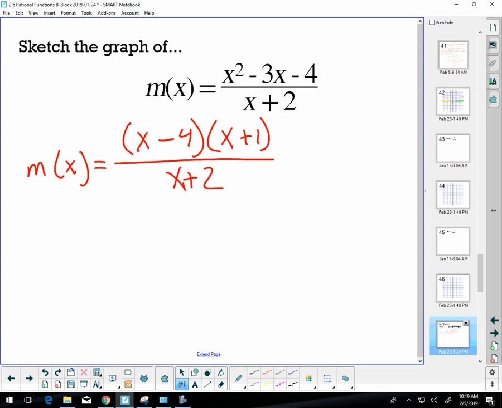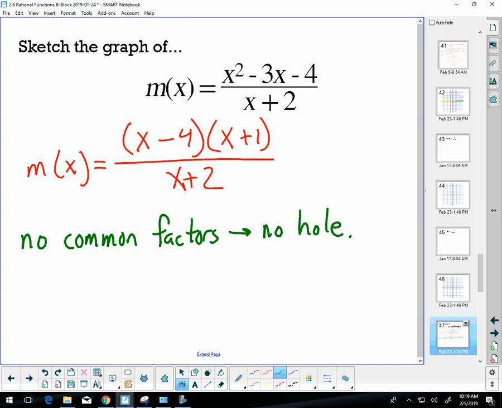So the conclusion we can make from here is that there are no common factors to the numerator and denominator. Therefore, the graph will have no holes. From here, we can move on to other important characteristics. We can look at the vertical asymptotes. The vertical asymptotes will occur at the zeros of the denominator. So we want to see where x plus 2 equals 0, which means x equals negative 2 will be our single vertical asymptote.